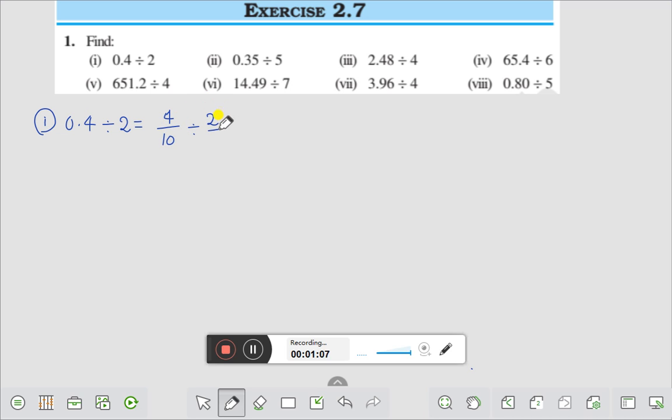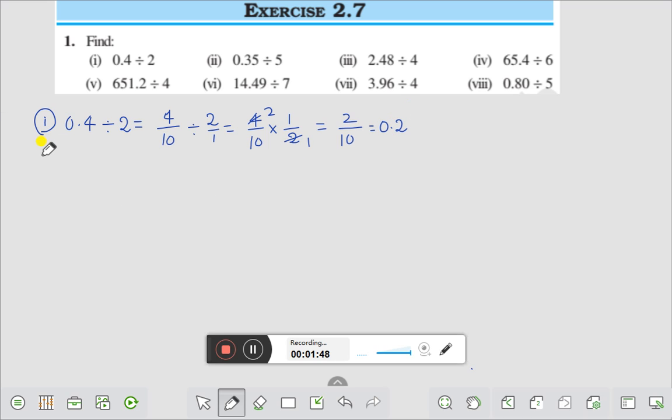2, there is nothing, means there is 1 also, right? Therefore write 4 by 10 multiplied by the reciprocal of 2, that is 1 by 2. 2 1 is 2, 2 2 is 4. That comes to 2 into 1 is 2 and 10 into 1 is 10. 2 by 10. If we divide 2 by 10, the point will be shifted towards the left by one place. That is 0.2. 0.2 is the answer.